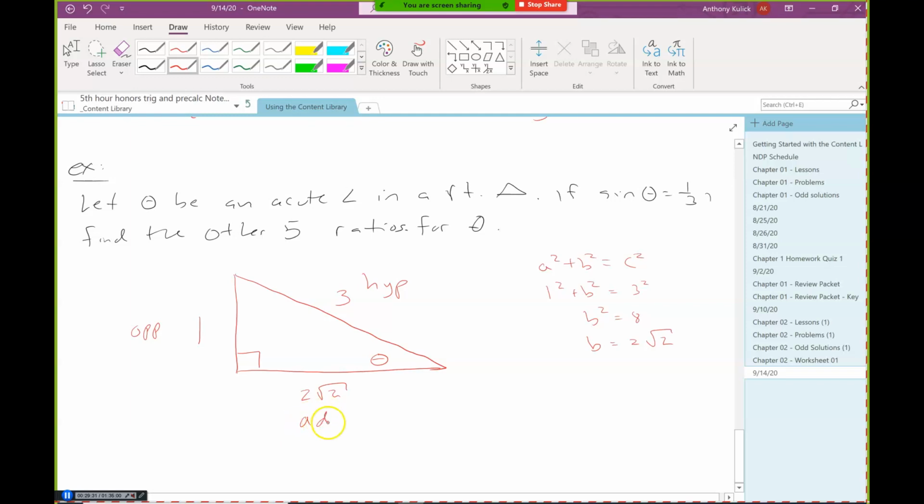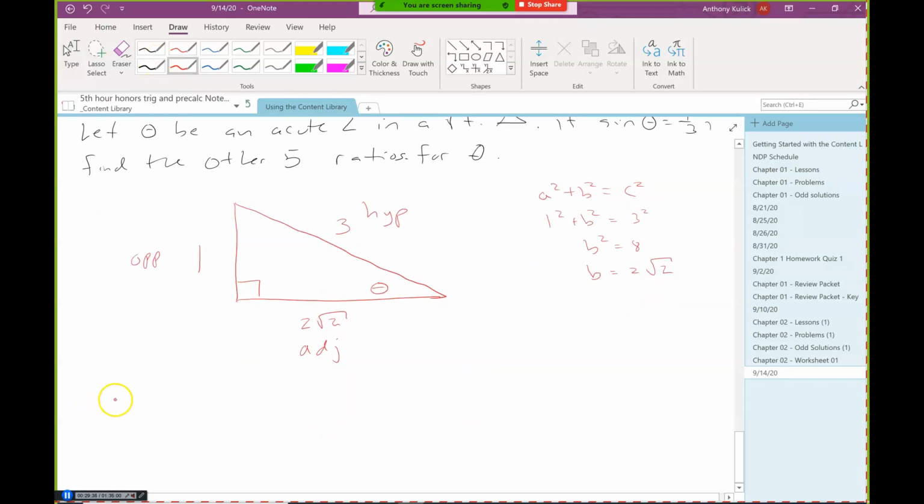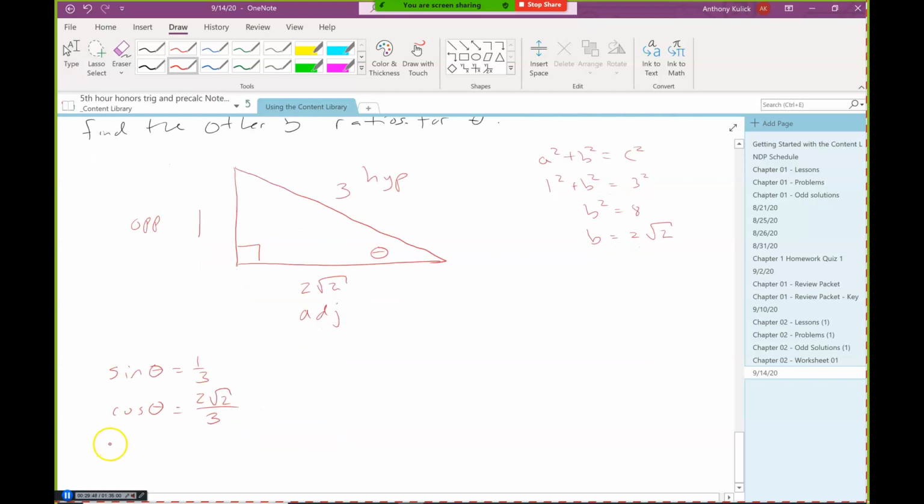So there's my adjacent. So now I have everything I need, right? We knew already that sine was 1/3. Cosine is adjacent over hypotenuse. And tangent is opposite over adjacent, but we should rationalize.